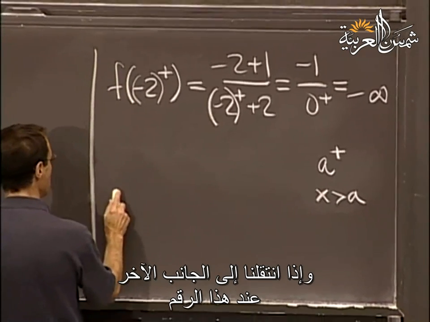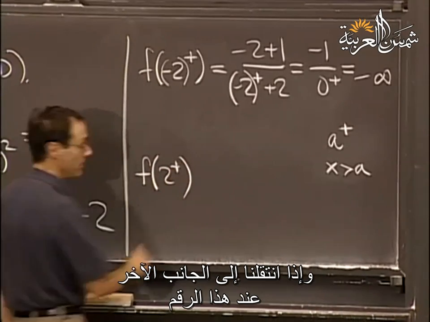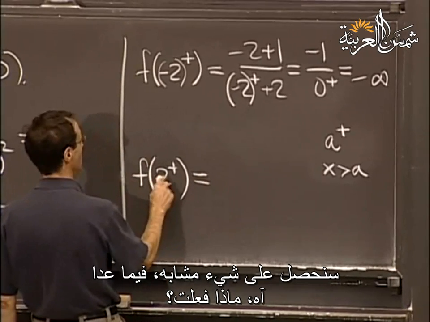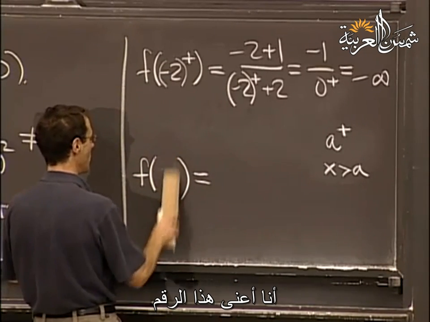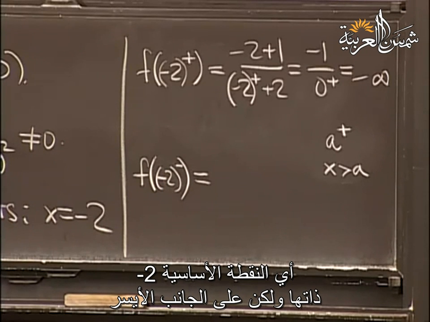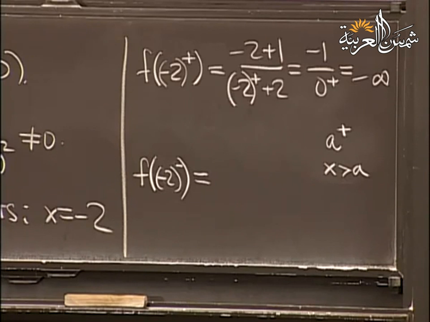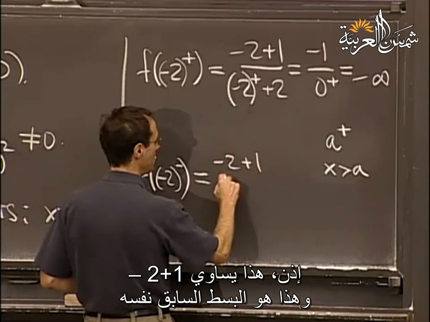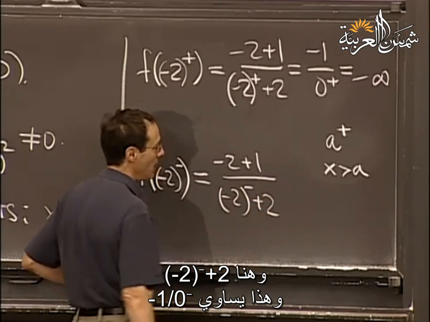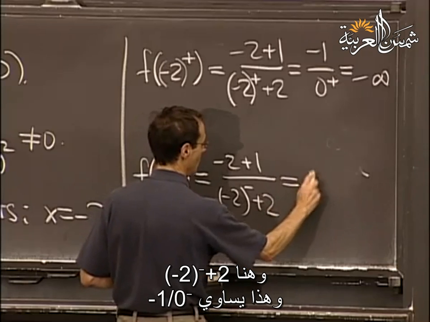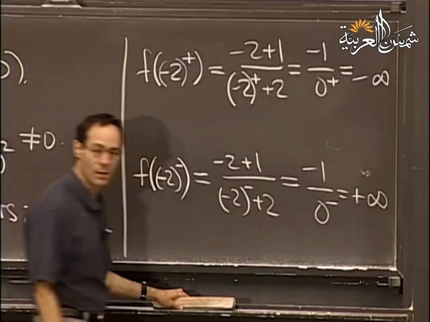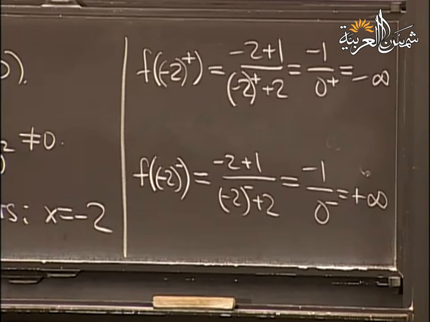And if you follow through the other side, so this one here, you get something very similar, except that this should be, whoops, what did I do wrong? I didn't want to, yes, I meant this. I want -2, the same base point, but I want to go from the left. So that's going to be -2 plus 1, same numerator, and then this -2 on the left, plus 2, and that's going to come out to be -1 divided by 0 minus, which is plus infinity. Or just plain infinity. You don't have to put the plus sign in.